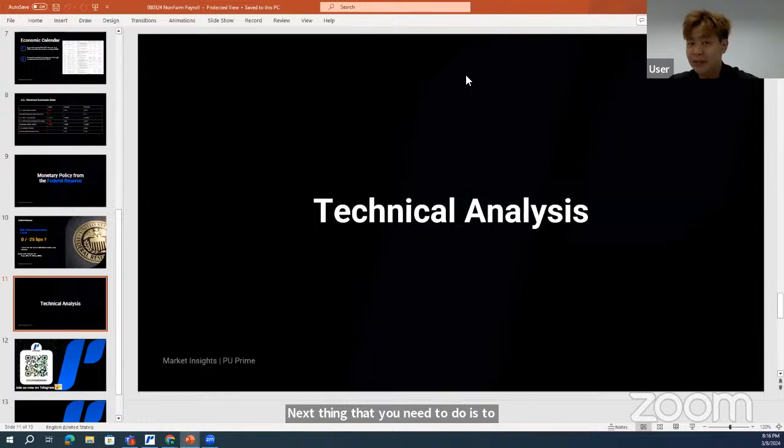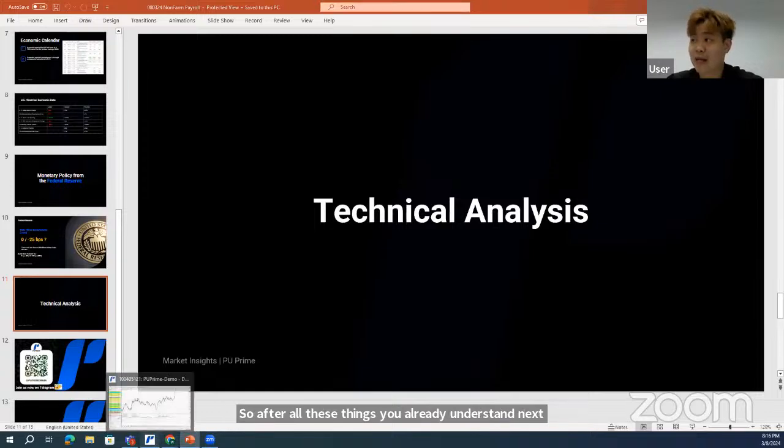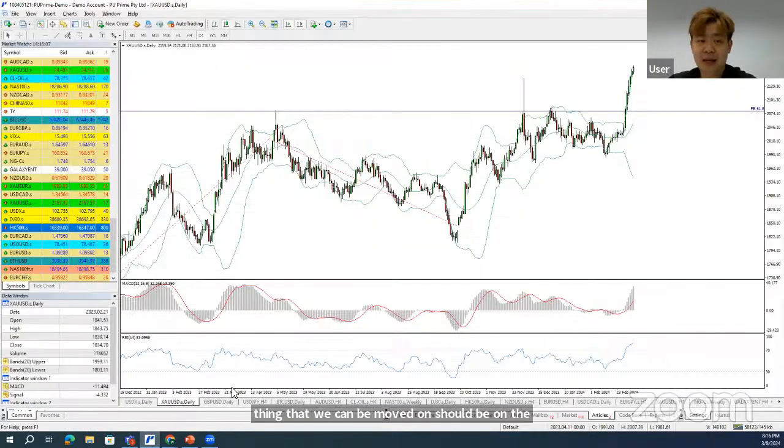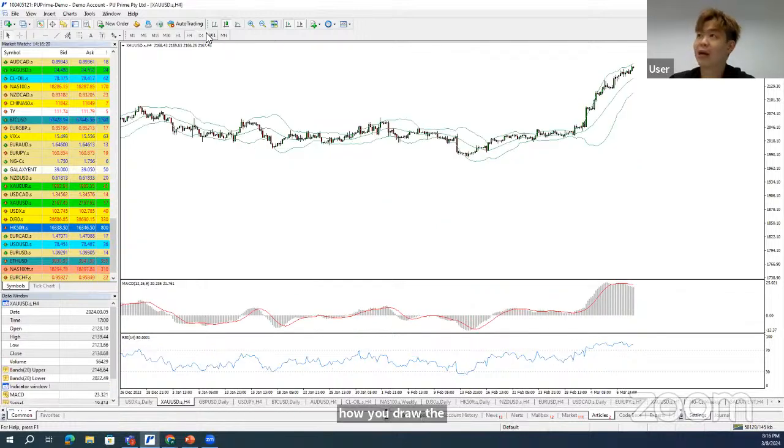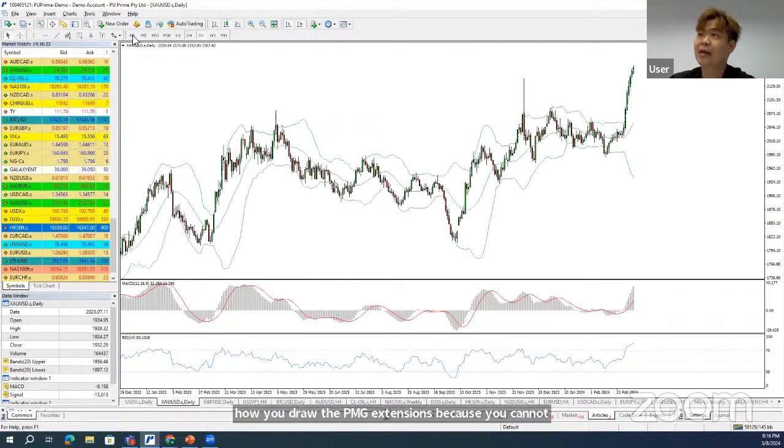After you understand all of these things, the next thing we can move on to is the technical analysis. Let me help you understand the all-time high, and what to expect next after gold breaks up through the all-time high. Here is a small guideline on how to draw the Fibonacci expansions, because you can notice the gold market has actually broken the all-time high already, so we cannot find another resistance level.